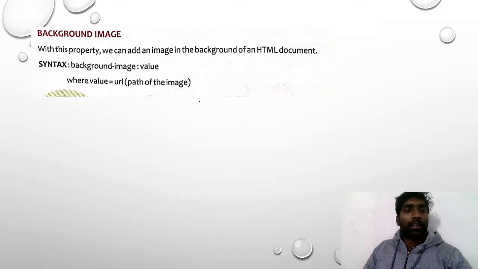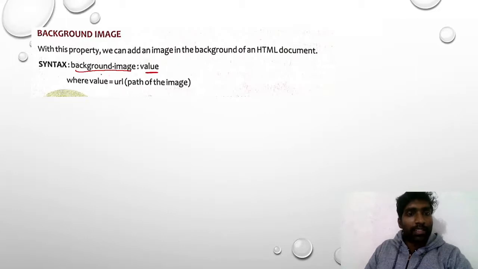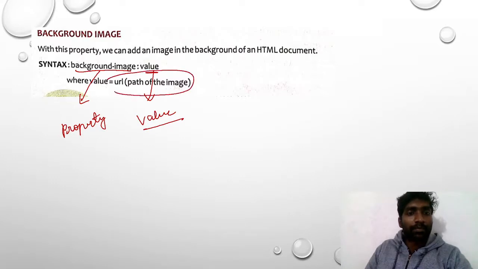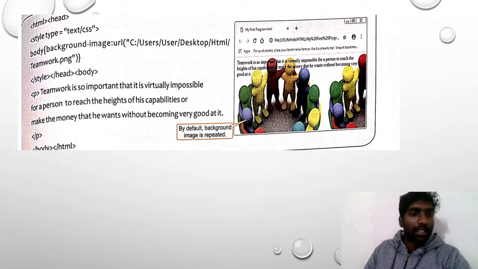Okay, my students, now background image. Now we can see the background image. So here background image is the property, and this is the value. Value means we have to mention the URL. Once you do practical, it will be good. Example, now see here, we can see the URL. Here is the source location.